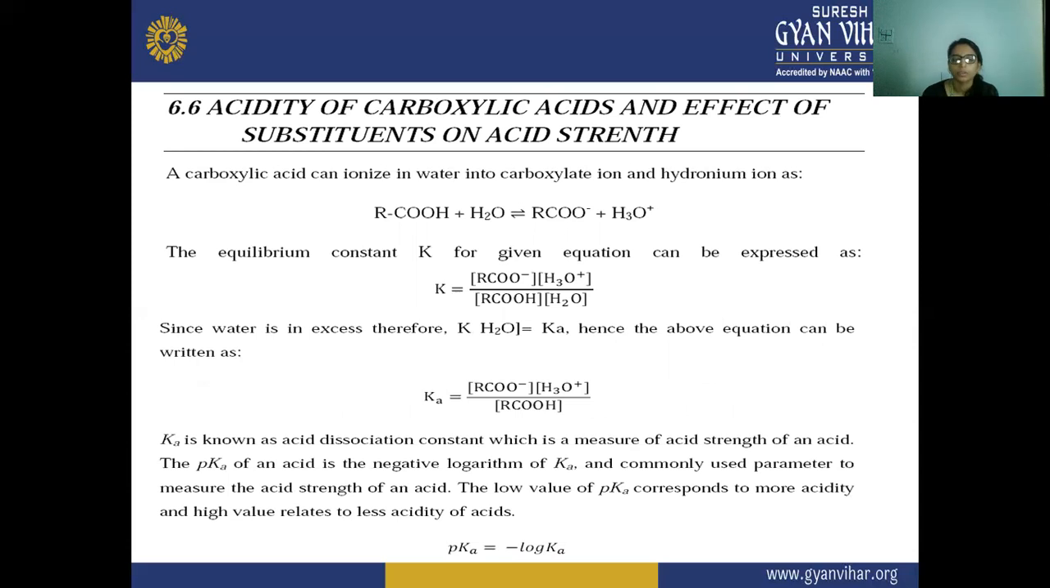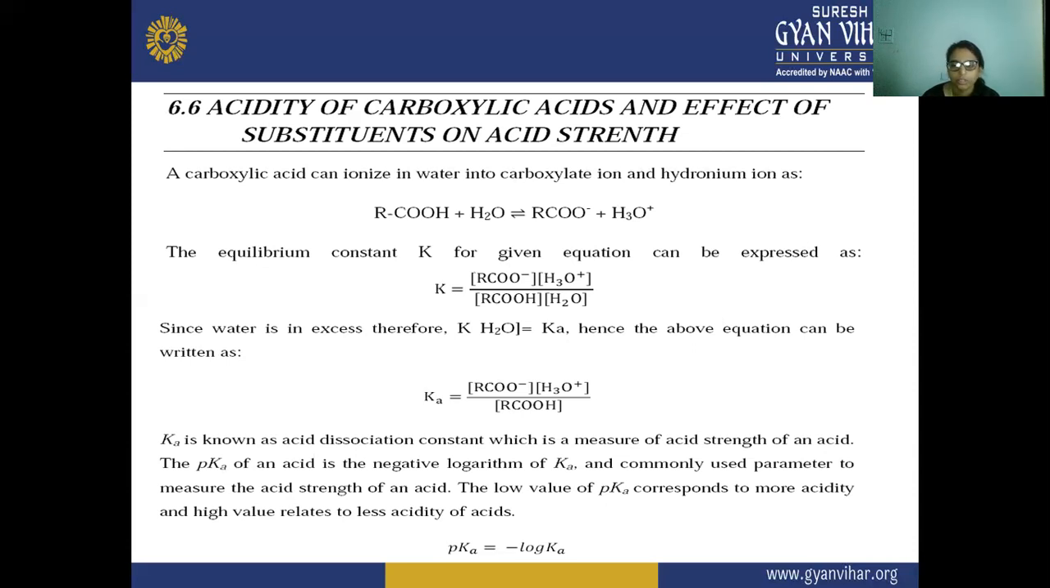The carboxylic acid can ionize in water into carboxylate ion and hydronium ion. As you can see here, RCOOH. When this carboxylic acid is present in water, then it is ionizing, and there is a formation of carboxylate ion and the hydronium ion. Hydronium ion is H3O plus, and the carboxylic acid is ionizing the water molecule.